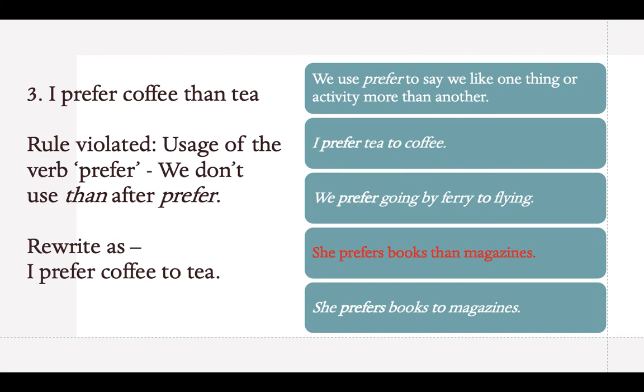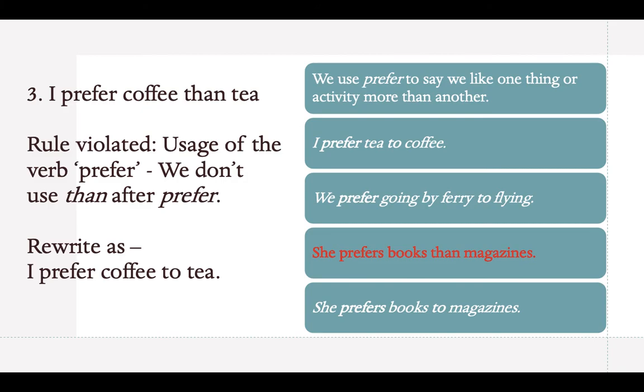Then this one, we prefer going by ferry to flying. Flying-nekkaal prefer cheyyunnathu ferry. So the sentence is constructed like this: We prefer going by ferry to flying. Look at the next sentence.